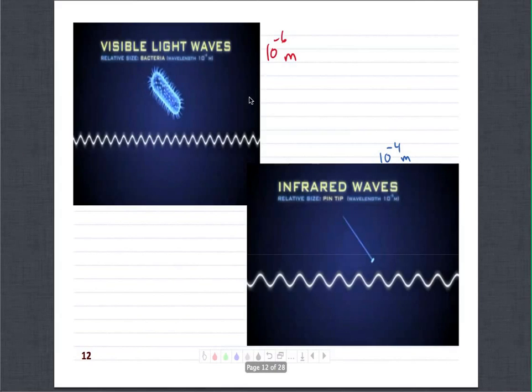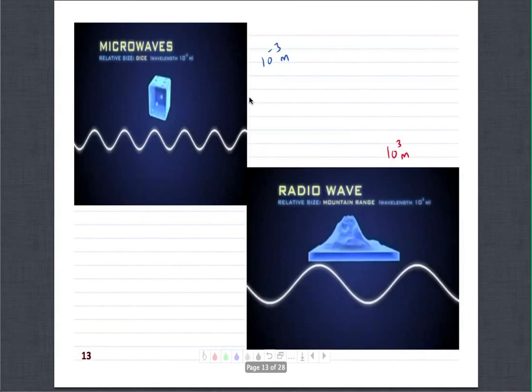Now microwave. The wavelength is 10 to the minus 3, and it is the same size as dyes. Now the radio wavelengths, the long or short wavelength that you listen to your radio music, the wavelength of that is in the same range as a mountain. That long is the wavelength of a radio.